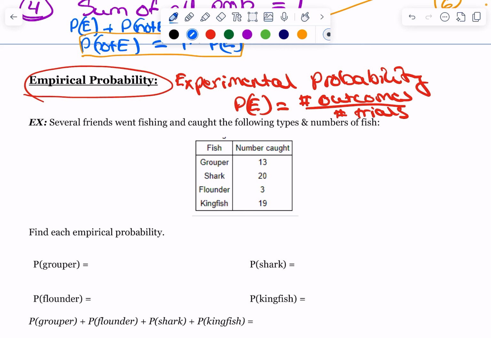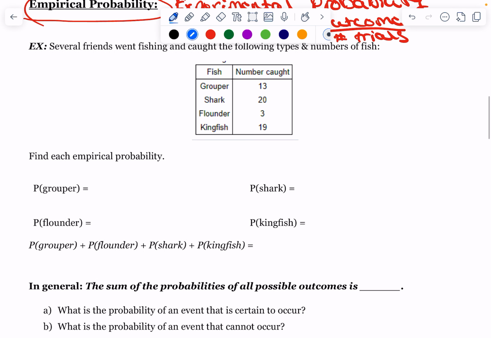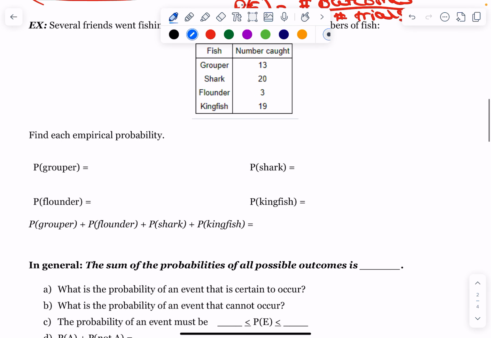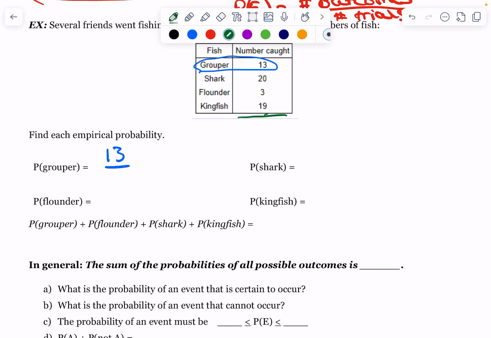Okay, several friends went fishing and caught the following numbers of fish, right here in that table. We're going to find each empirical probability. So we need first the grouper. There are 13 caught, and we need a total so that we can calculate the probability. When we add all the fish that are caught, we get 55. So this 55 goes down here.